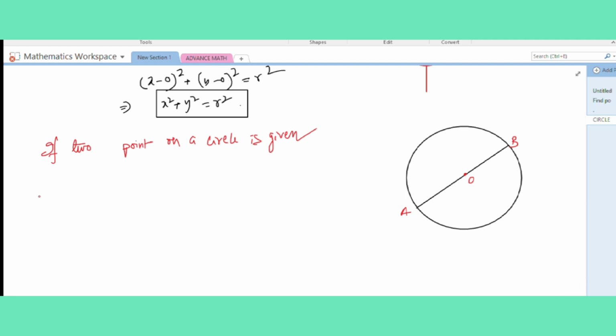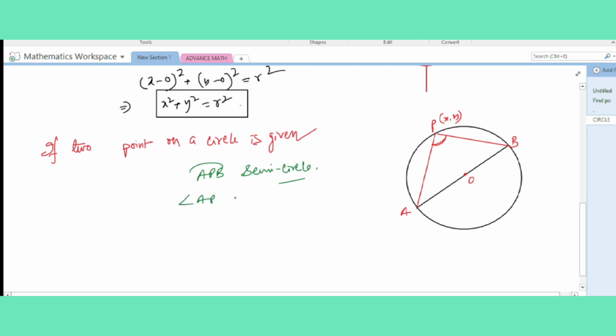That is the thing. For this we need to know one property of the circle: if I join these two, and take any random point here, called P(x, y), then what about this angle? This is the angle in a semicircle, isn't it? AB is the diameter here, and the arc APB is a semicircle. Hence the angle in a semicircle, angle APB, is definitely 90 degrees, or you can say AP is perpendicular to PB. So this definitely holds.